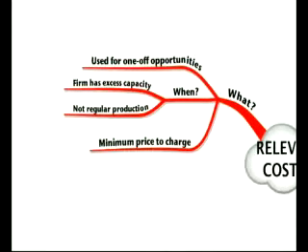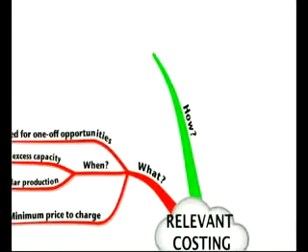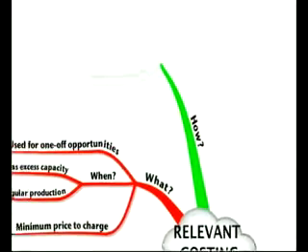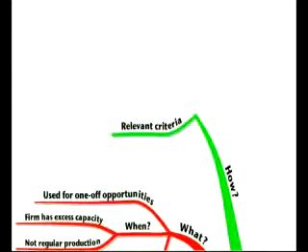So what we need to find out is what is the minimum price we can charge. And to find that, we need to work out the relevant cost of undertaking that project. So how do we do that first of all? Well, the first thing we need to do is apply our relevant criteria. So we always apply these three criteria.